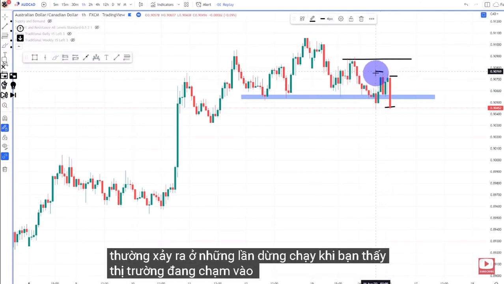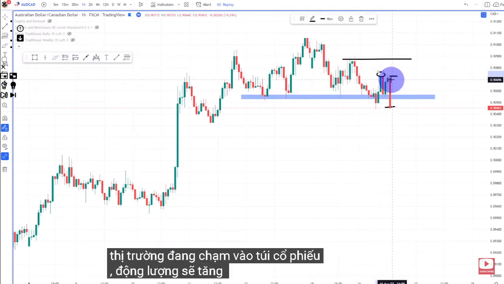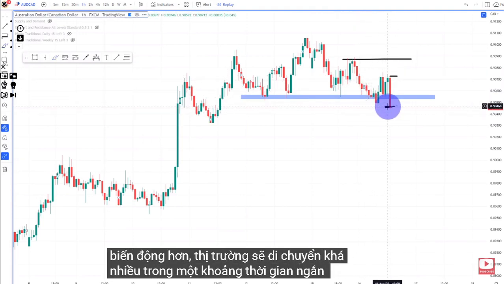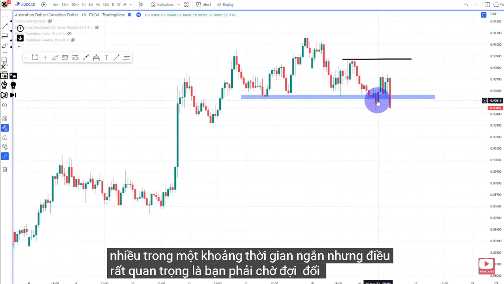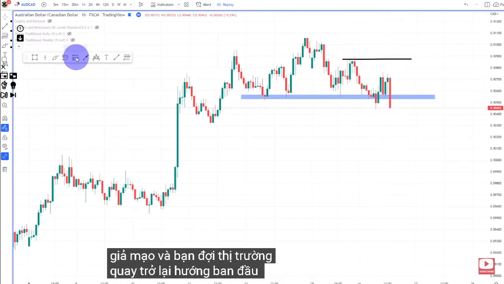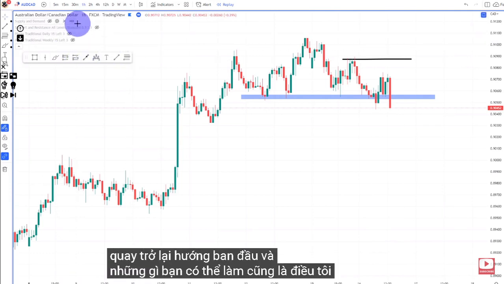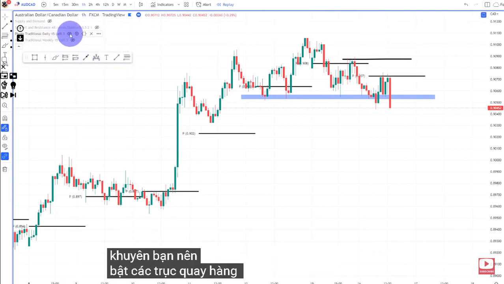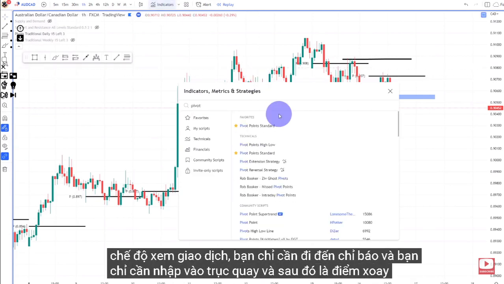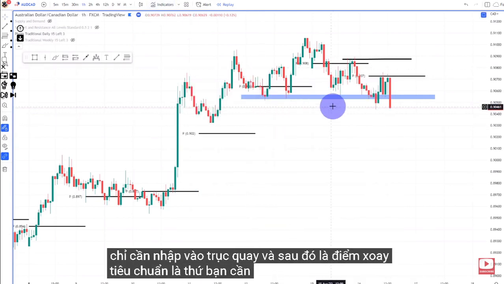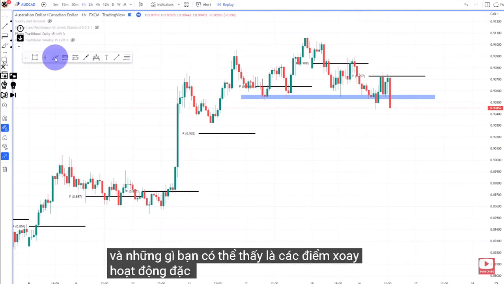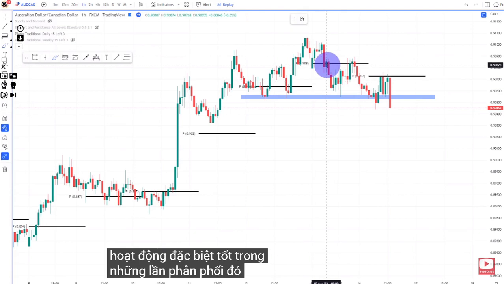When you see that the market is hitting stop pockets, the momentum will increase. You have more volatility. The market will move quite a lot in a short amount of time. But it's very important that you wait for the fake out and you wait for the market to return into the initial direction. And what you can do is also what I would recommend, turn on your daily pivots. In TradingView, you just go to indicator and you just type in pivot, and then pivot point standard is the one you need. And what you can see is that pivot points work exceptionally well during those distributions.